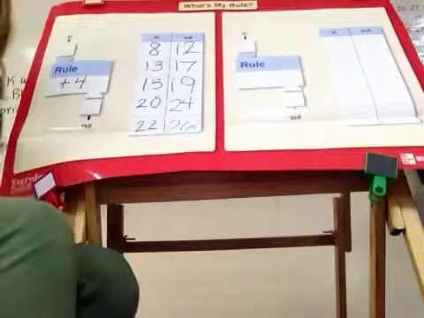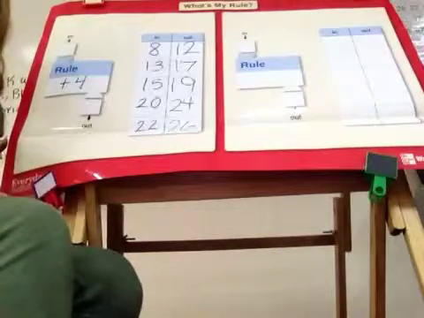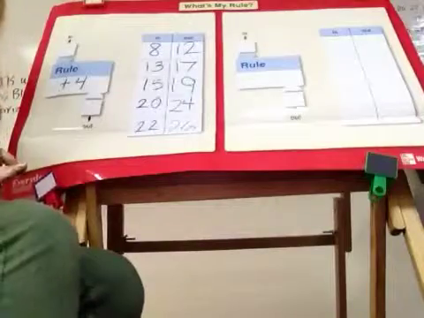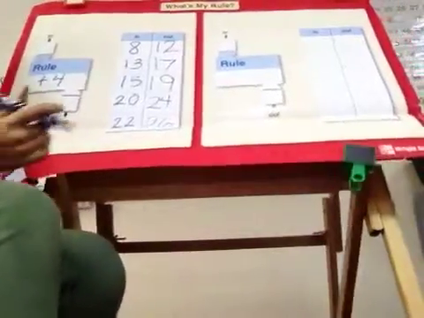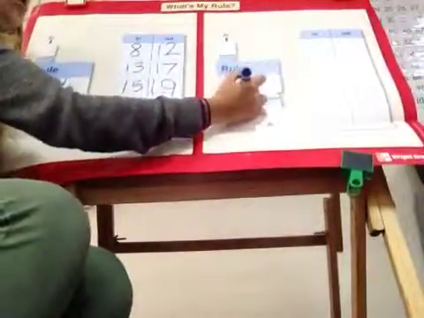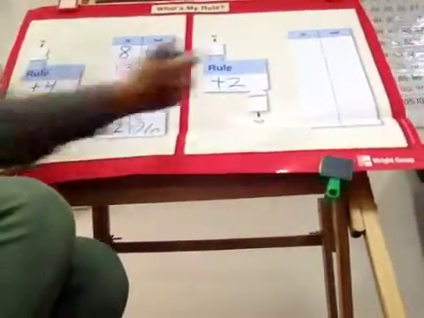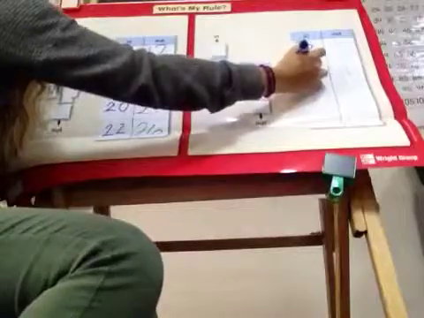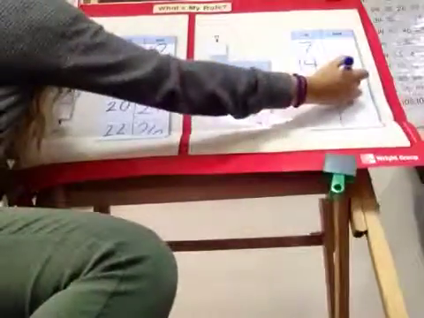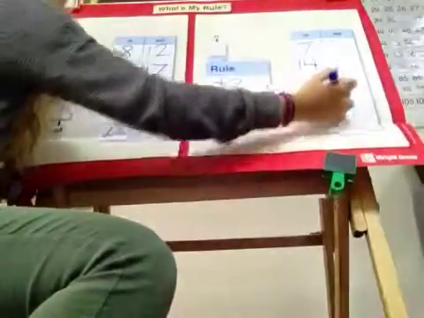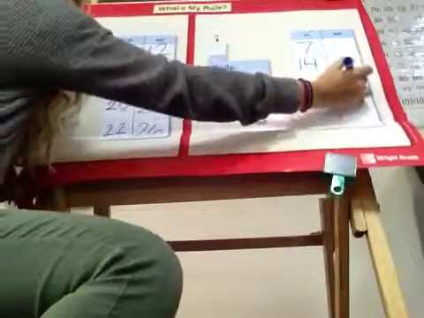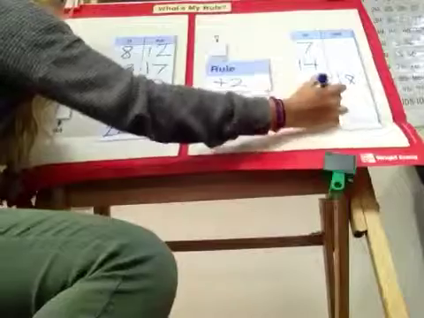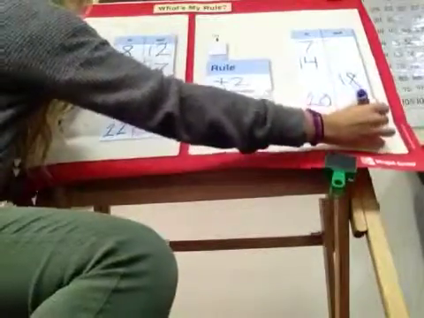Now, just like frames and arrows, sometimes we don't always have the numbers that we need. So if my rule is plus 2, and I have 7, 14, and then in my out, I have 18, and then I have 20, and then I have 26.